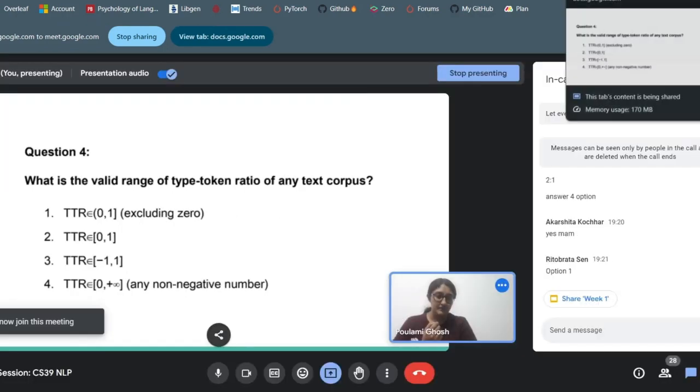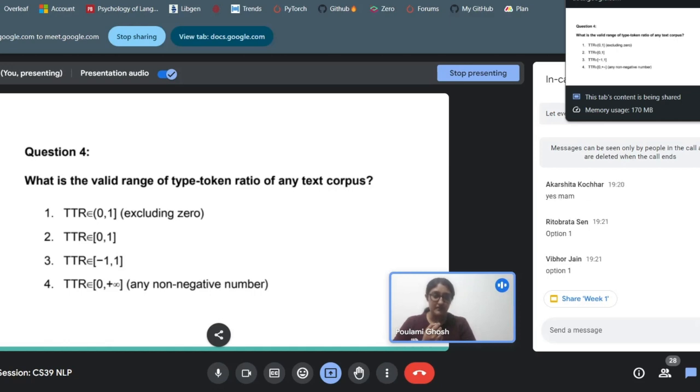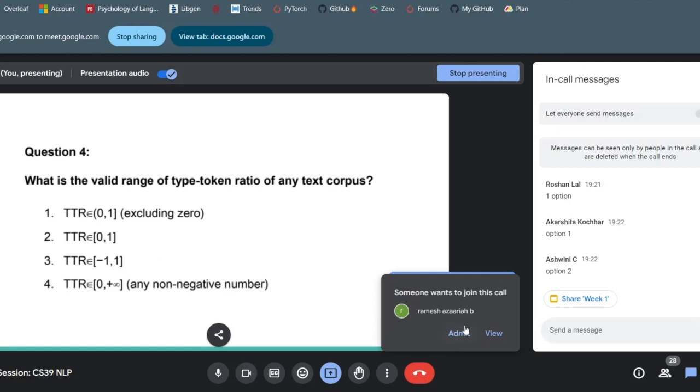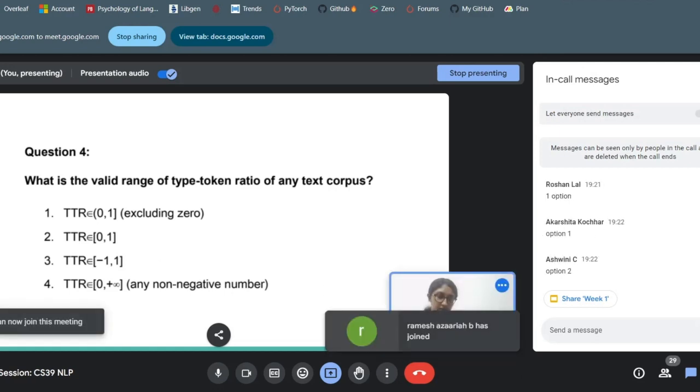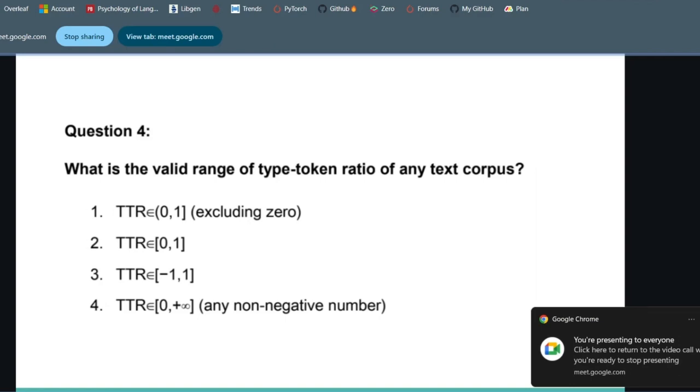Okay, Rito Broto says it's option 1. How about others? There are 28 people in the call. I would like everybody to try solving the problems. Okay, Vibhor also says it's option 1. Samyukta says option 1. Okay. How about others? Roshan also. Okay. Yeah, okay, we'll move on to the solution now.